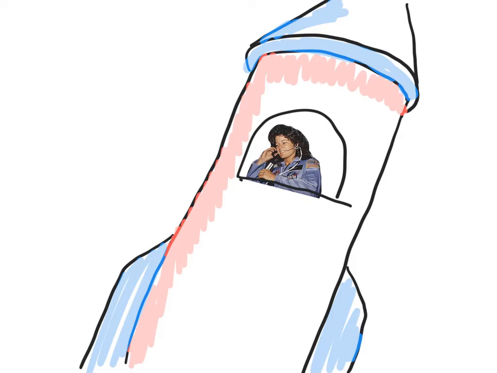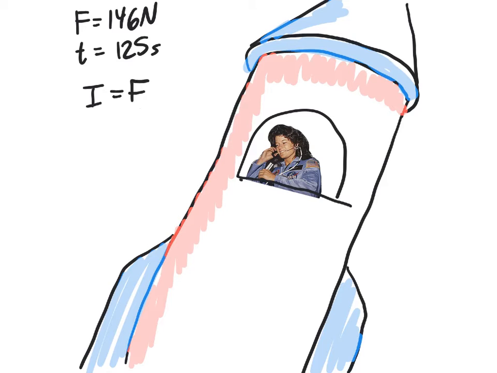She experiences a force of 146 newtons and for a time of 125 seconds. So what is the impulse acting on her? So impulse is equal to force times time.